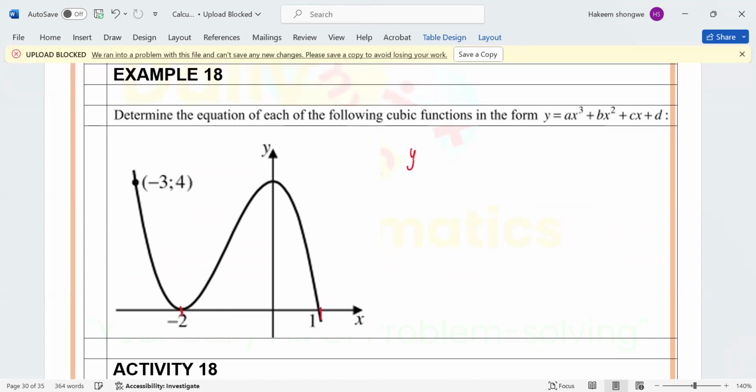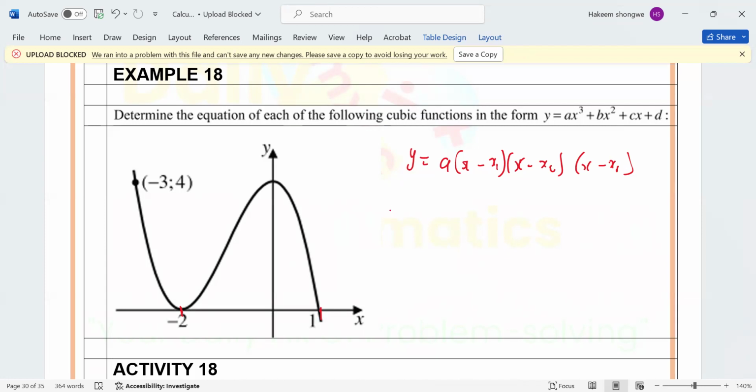It means I can use the formula that says y is going to be equal to a(x minus x1)(x minus x2)(x minus x3). So I can use this one. I repeat, I can't use this formula unless I have what? X-intercepts. It only works with x-intercepts. Can I use it if I have a y-intercept? No. It works with only x. x1, x2, and x3 are x-intercepts.